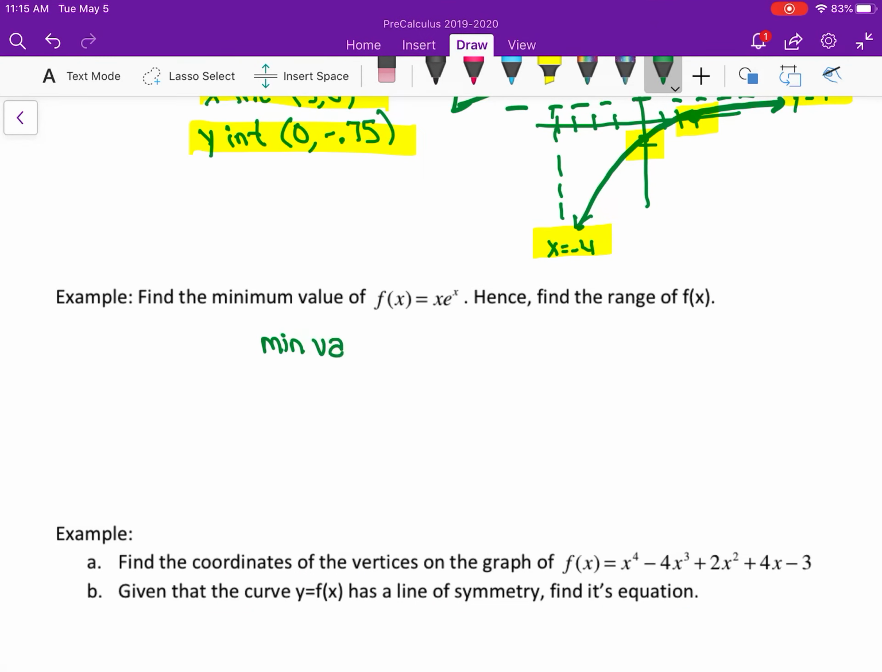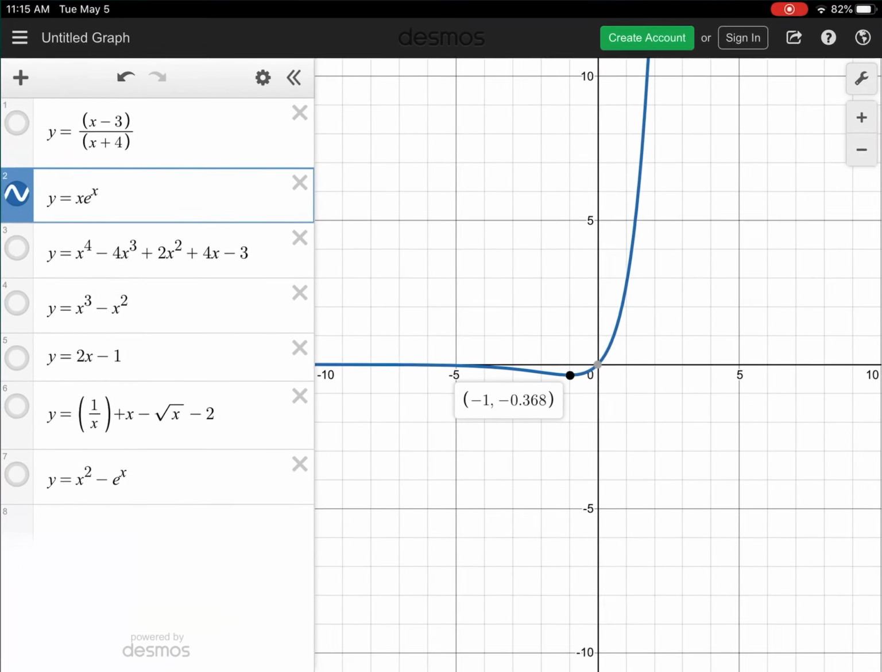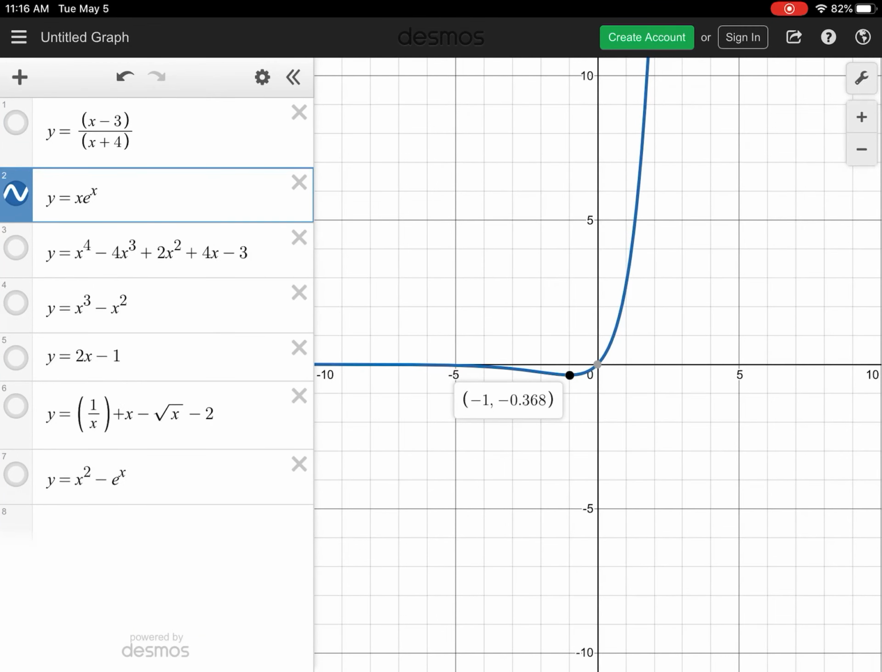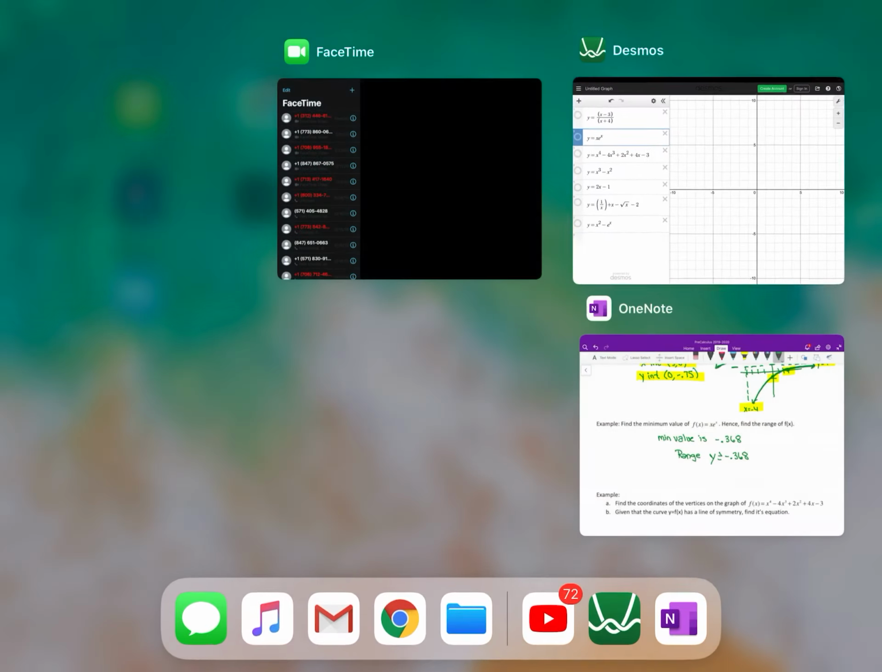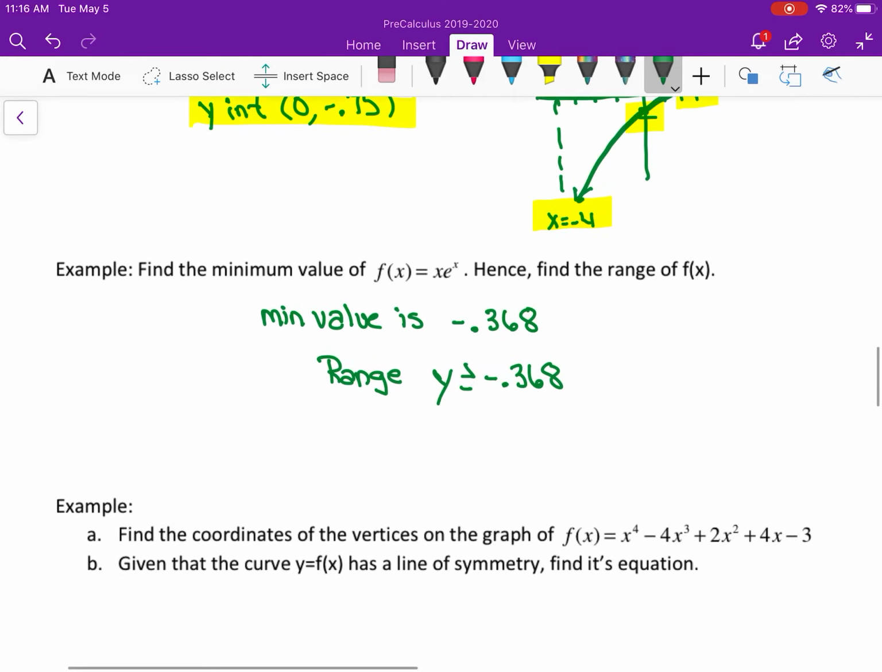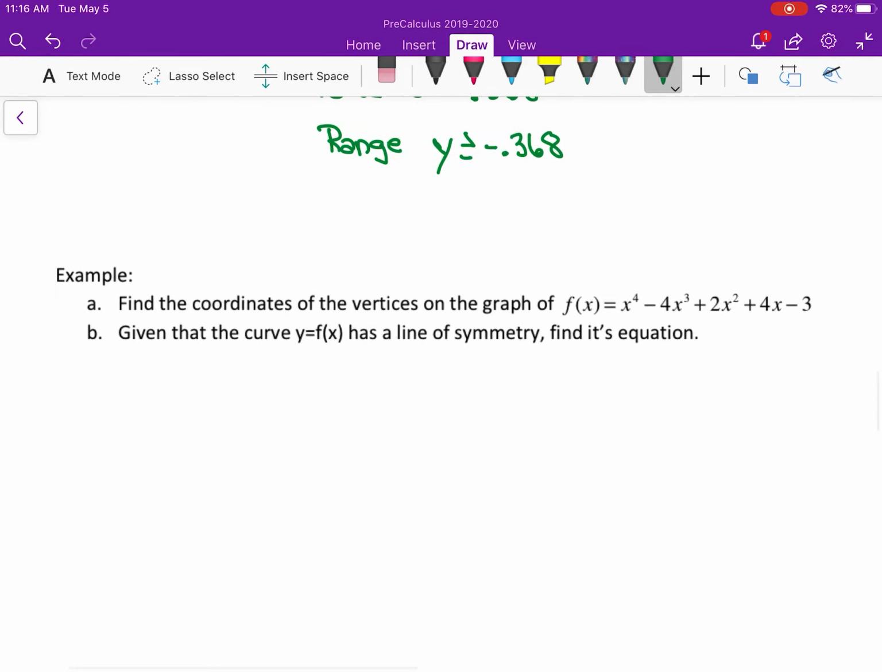All right, so the minimum value is -0.368, and then the range, of course, has to be anything greater than that. So the range is y is greater than or equal to -0.368, because everything in our graph is above that minimum point. All right, hopefully that makes sense. All right, continuing on.